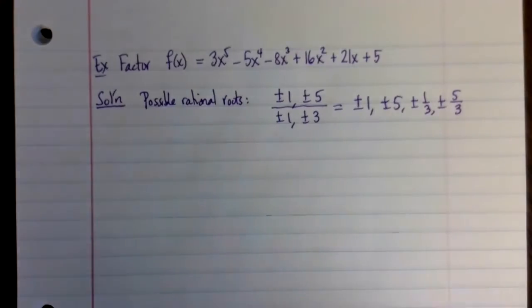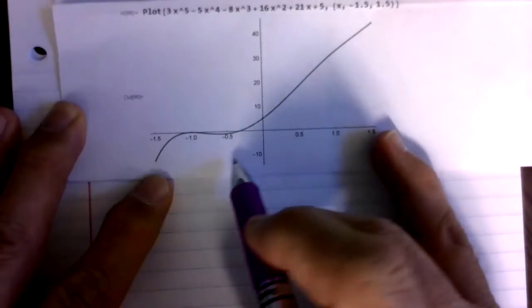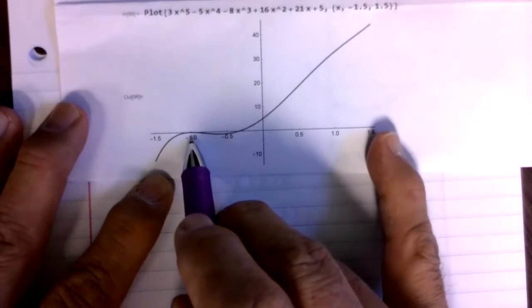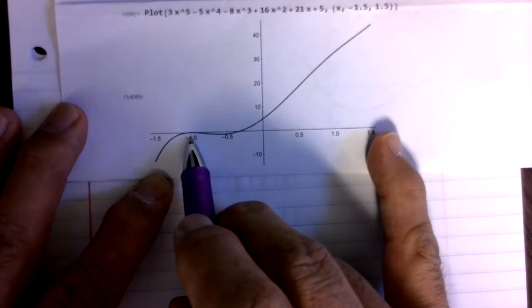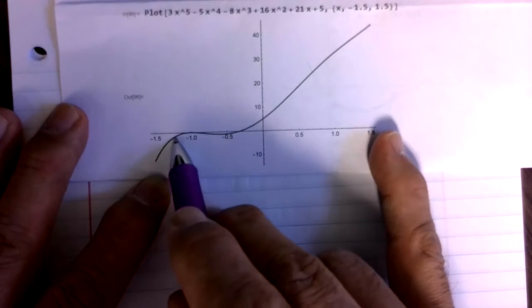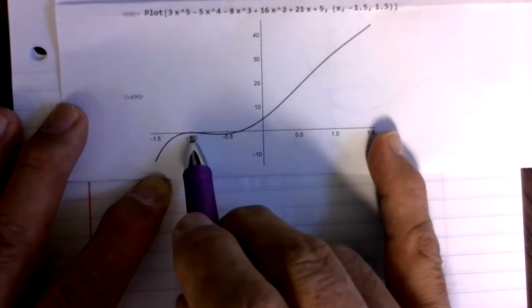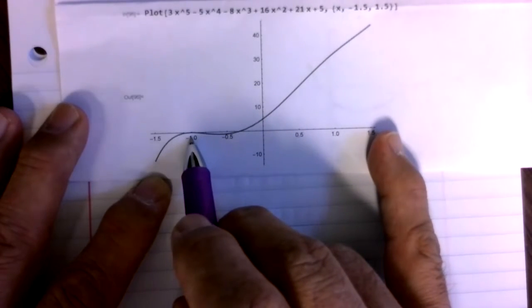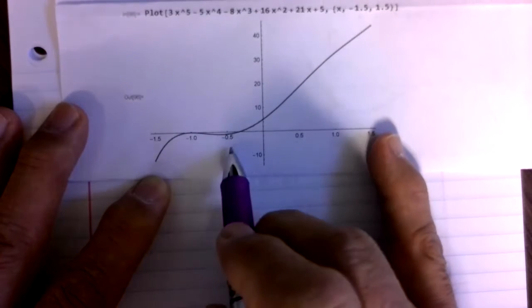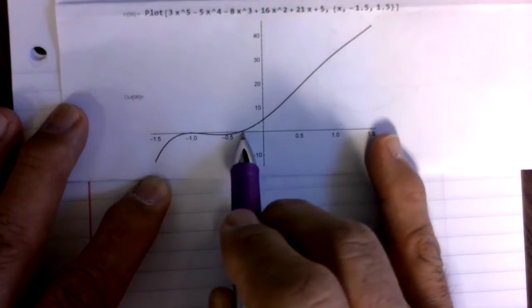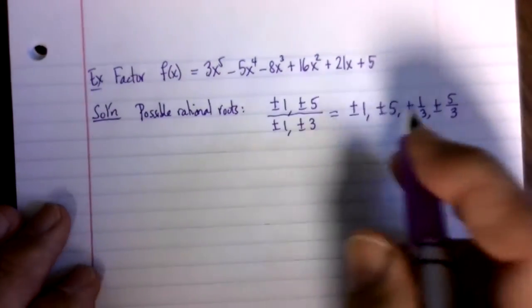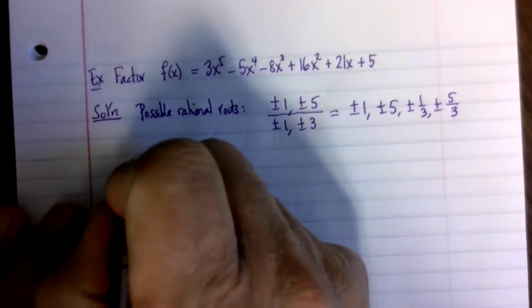Now, to get started, let's take a look at the graph. And we see that it looks like we have an x-intercept at -1. And furthermore, the graph of the function touches the x-axis. So it comes up and then touches and comes down. So that's a guess that -1 might be a multiple root. Looks like there's also another root over here, somewhere between 0 and -0.5. And those are the two x-intercepts. So based on the graph, let's try -1 first.